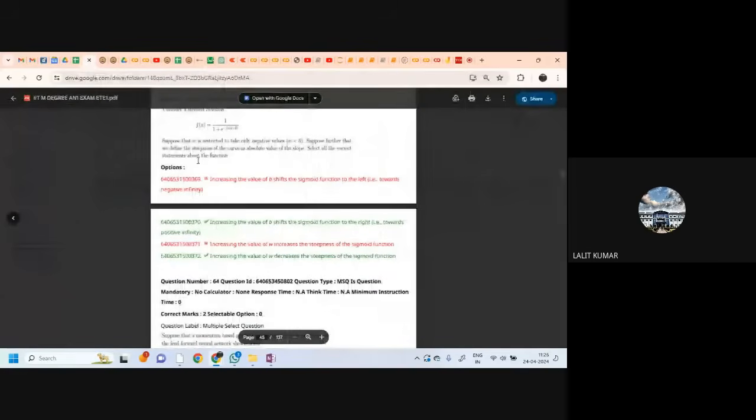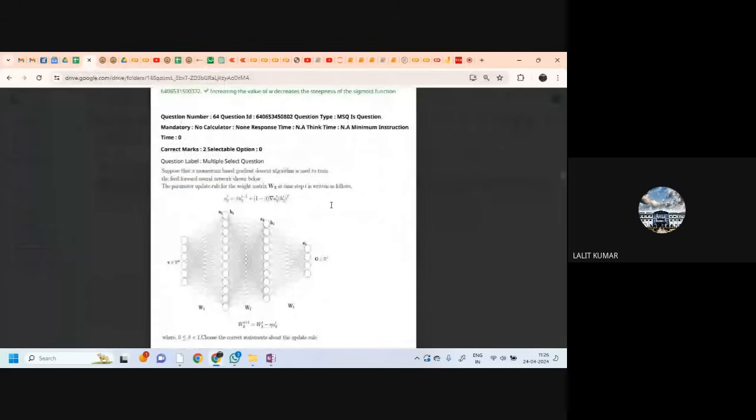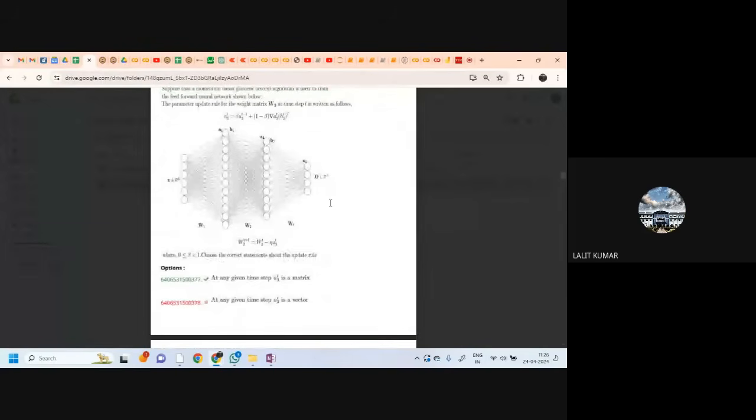Now we come to here. Suppose that a momentum based gradient descent algorithm is used to train this. The parameter update is this. This is the upper part of what we were just doing. Okay, so that was all the question we just did earlier.